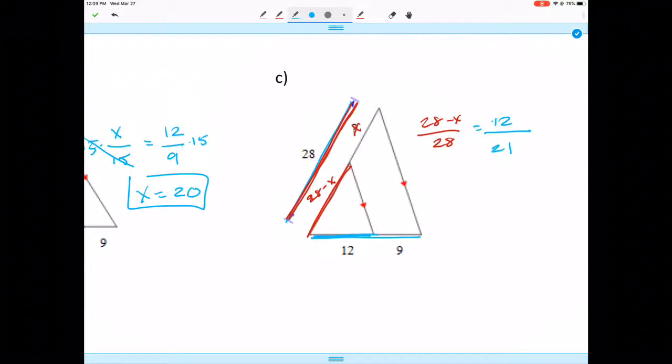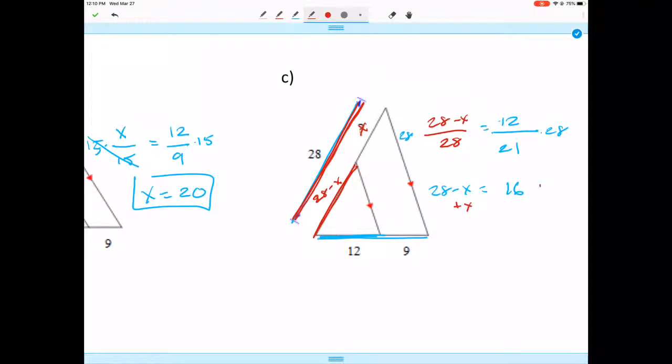All right? And then when you do that, you'd multiply both sides by 28. That would give us 28 minus x equals 12 times 28 divided by 21, which is 16. And then perhaps we would add x to both sides and subtract 16 from both sides, and we would end up getting x equals 12.